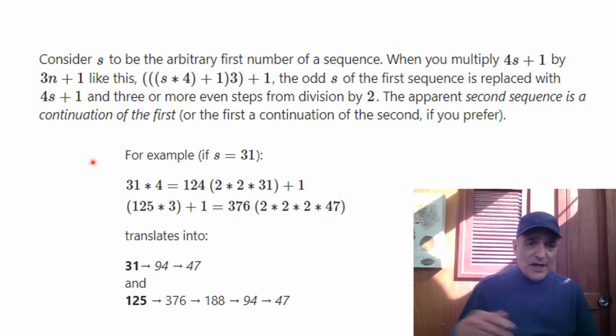So this translates into two sequences. What appears superficially to be two sequences, it's not. 31 becomes 94, becomes 47. And 125 becomes 376, 188, 94, it merges, and then 47. Okay, I think this is the thing that mathematicians really are missing, this 4n plus 1 repetition of the same sequence. It's better just to think of it as a continuation of the same sequence, really.